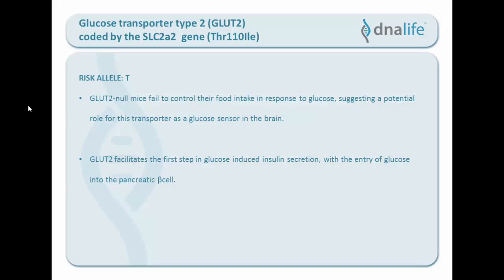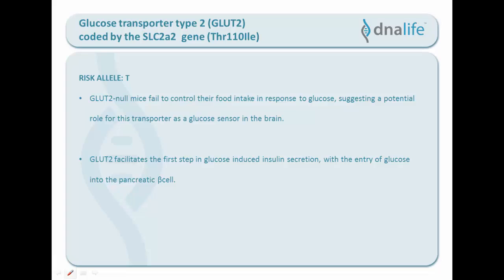Moving on to our next gene, which is involved in taste sensitivity, is the glucose transporter type 2, or the GLUT2, and this is coded by the SLC2A2 gene. So in the report, you will see that the SLC2A2 gene is mentioned, and in this gene and the SNP, the risk allele is the T allele.